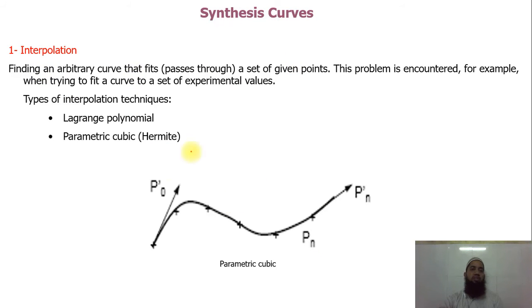First, interpolation. If I have a curve, and these crosses are called control points, they control the curve. In the case of interpolation, the curve always passes through the control points. Sometimes one or two points may be left, but mostly it passes through all of them. There are two types of interpolation technique: Lagrange polynomial and parametric cubic. Lagrange polynomial is not in your syllabus, only the Hermite curve, or parametric cubic Hermite curve, is in your syllabus. So we'll see it in the next slide.